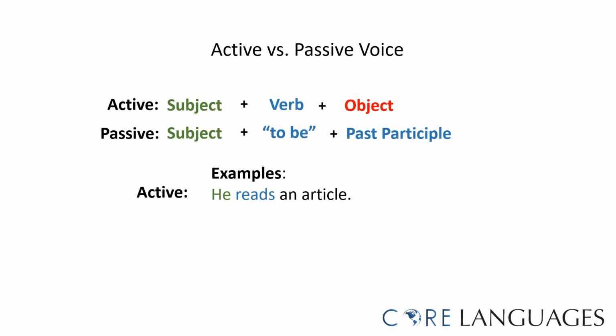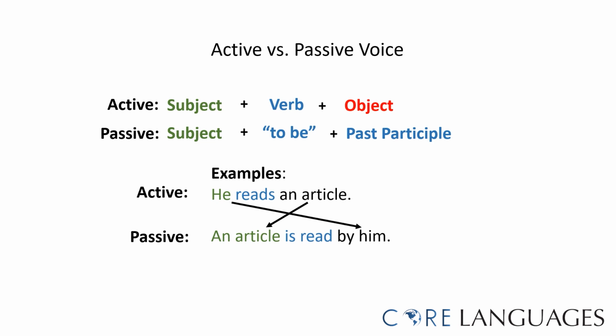Let's see what happens when we form a passive sentence. An article is read by him. An article, which was the object in the active sentence, has become the subject in the passive sentence. We used is and the past participle read. The subject he has slipped to the end of the sentence.